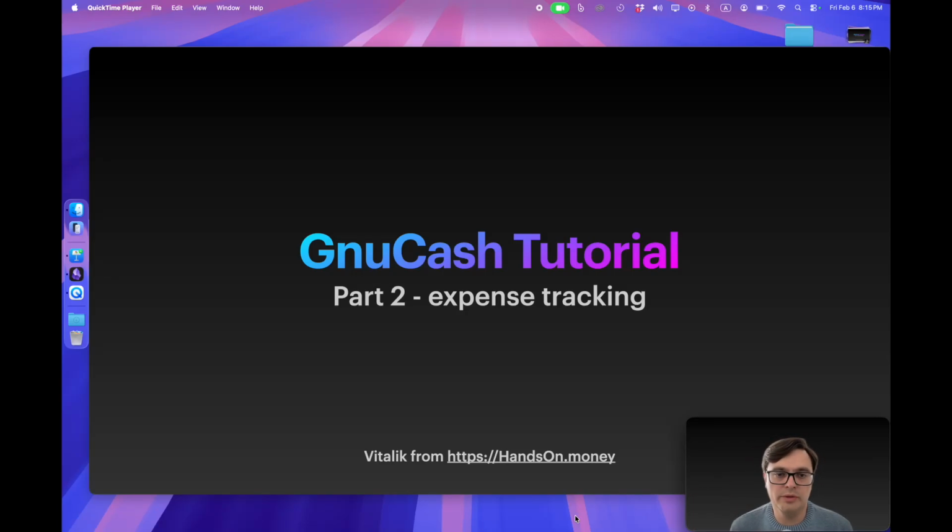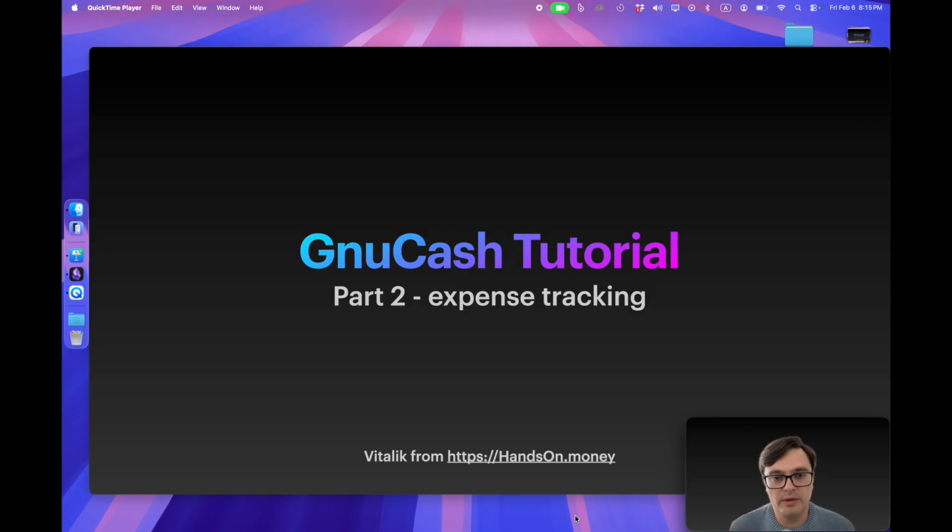This is GnuCash tutorial part 2 and today we're gonna be talking about expense tracking. We will build a small and simple expense tracking system for you. The previous one was installing GnuCash and going through the onboarding. We've created one checking account. I bet it was pretty hard, and it was pretty hard for me when I did it first.